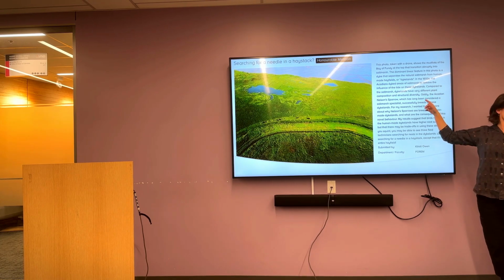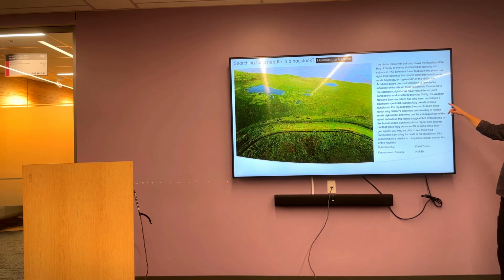Here's the unexpected bit, though. Oddly, she says, the Acadian Nelson sparrow, which has long been considered a salt marsh specialist, successfully breeds in these dike lands, human-made dike lands. For my research, I wanted to learn more about why Nelson sparrows are breeding in human-made dike lands and what are the consequences of this novel behavior.